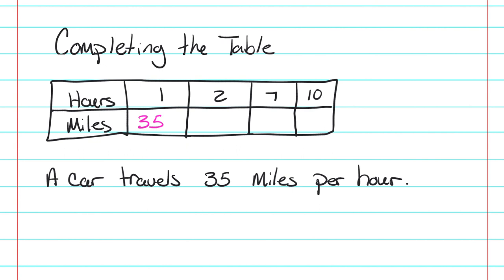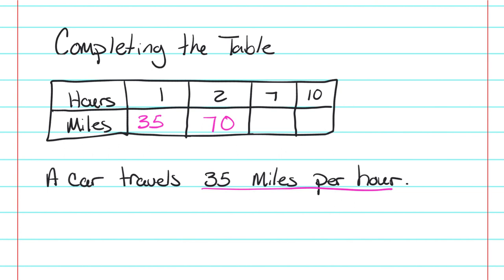Okay, well, if it goes 35 miles an hour, and in 1 hour it goes 35 miles, how far can it go in 2 hours? Well, since I know the unit rate, I know for every hour it goes 35 miles, I just need to take however many hours and multiply by 35. So 35 times 2 will give me 70. So in 2 hours, the car goes 70 miles.